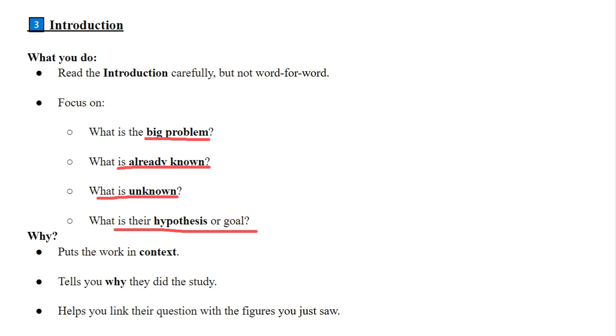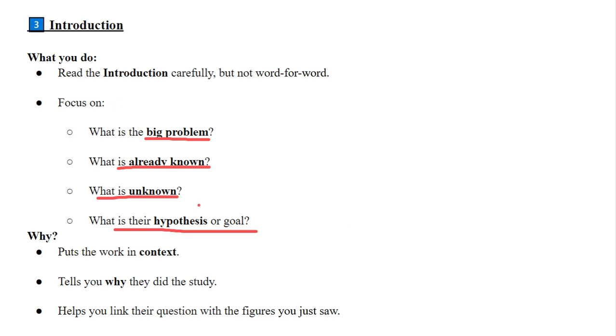Okay, that is important. This is mainly the context format that tells you why the work was done, and it helps link the questions and the figure. That is not the whole matter, but these four points are what mainly matter.